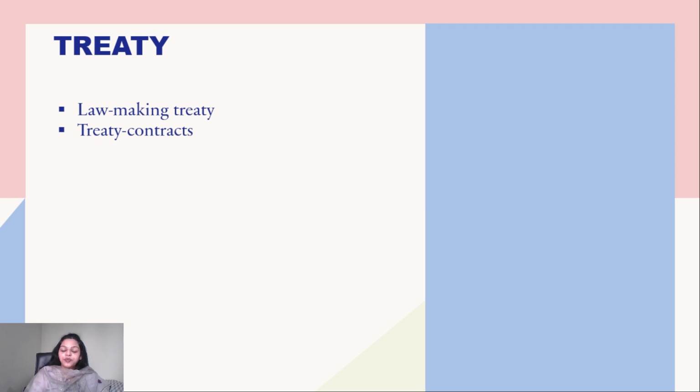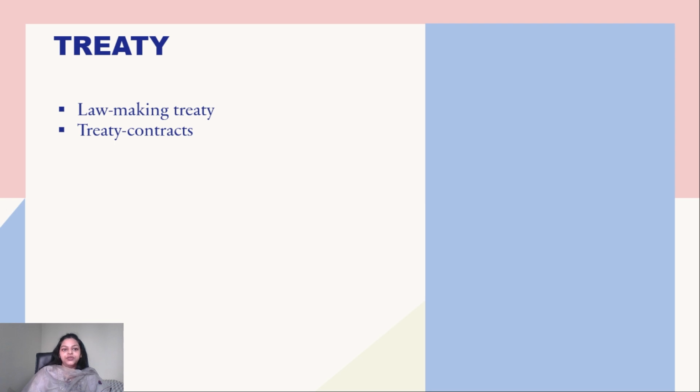So for the purposes of international law sources, specifically contained in Article 38 Clause 1 of the Statute of the ICJ, law-making treaties are the treaties that are the sources of international law.